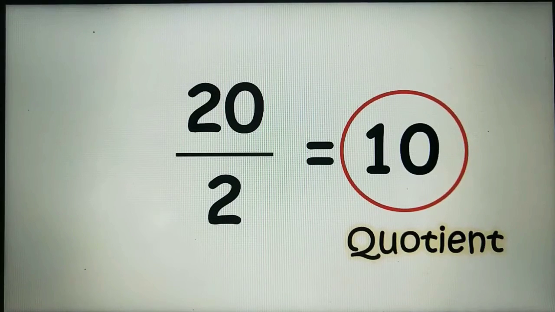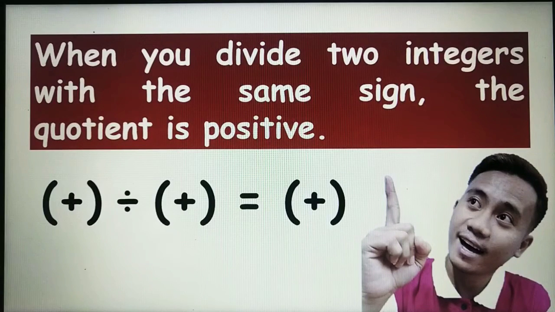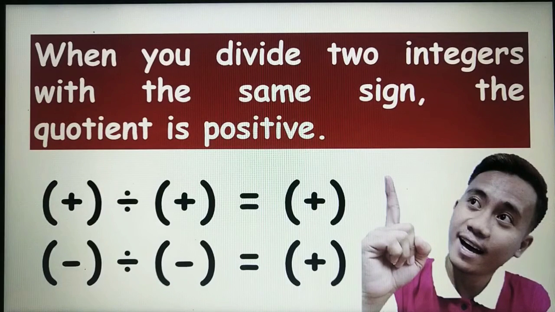There are rules that we need to follow when dividing integers. One is, when you divide two integers with the same sign, the quotient is positive. That means, when you divide a positive number by a positive number, the answer is positive. Or when a negative number is divided by a negative number, the answer is positive. Let's have examples.